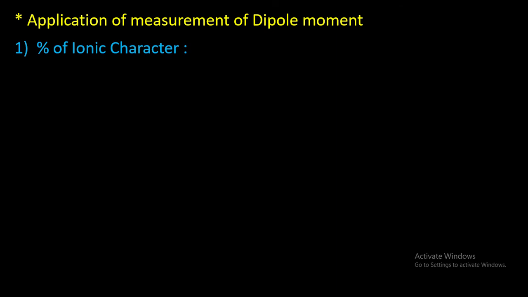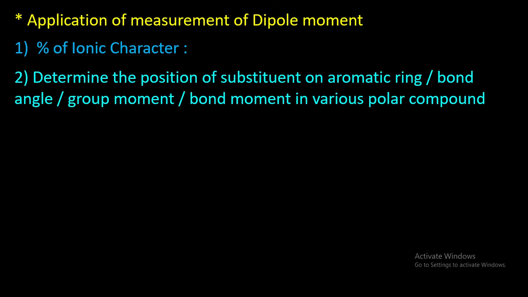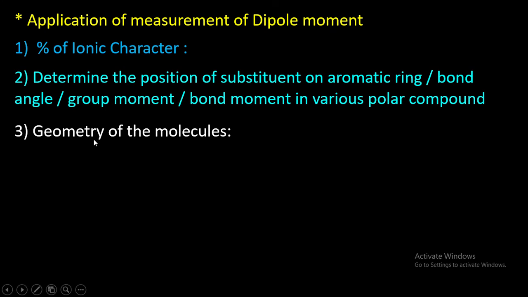The application of the measurement of the dipole moment gives a number of applications. That is, the dipole moment is useful to determine the percentage of the ionic character. Dipole moment is also useful to determine the position of substituents on an aromatic ring, or also to determine the bond angle between these substituents, or the group moment of the substituent or bond moment of the bond in various polar compounds.